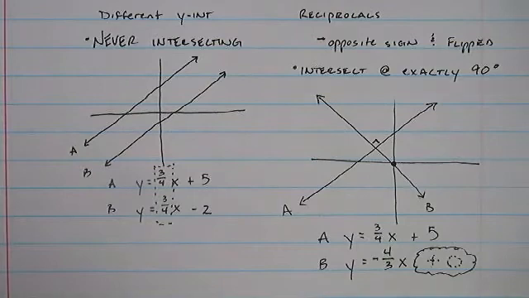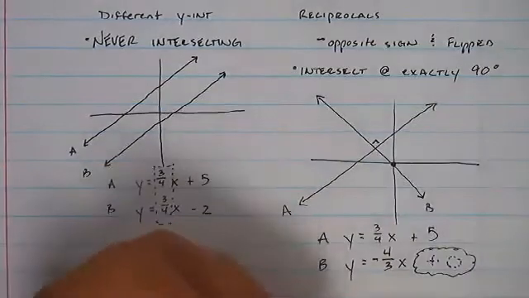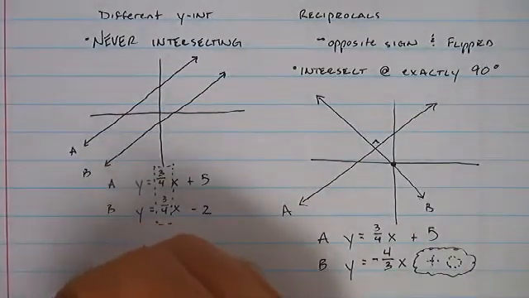So that is our parallel perpendicular relationship. Anytime we're asked to evaluate something, let's go ahead and do an example. Example 1.